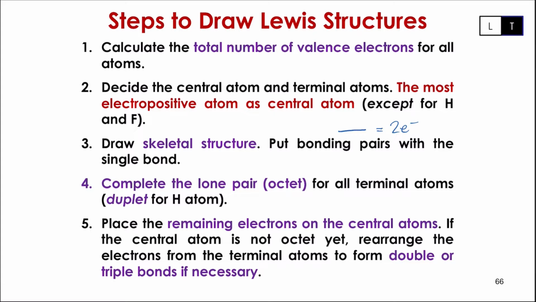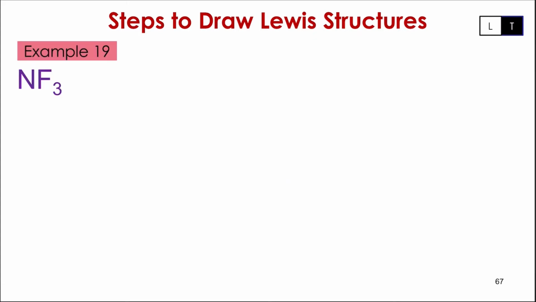So I know there are a lot of steps right now, but we are going to do it together. Let's focus on a few examples. Example 19. I want you to show the Lewis structure for NF3. First thing first, determine the valence electrons for each atom here. So you got nitrogen and 3 fluorine. For nitrogen, we have 5 valence electrons.